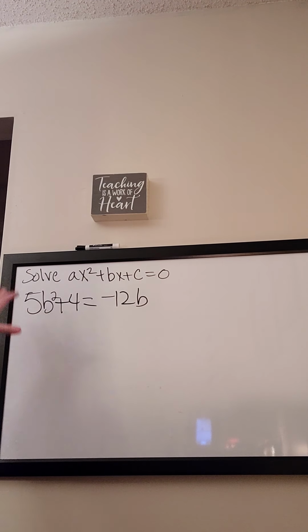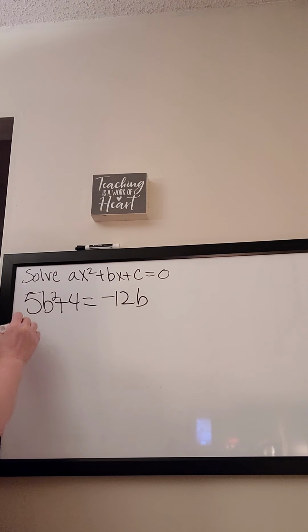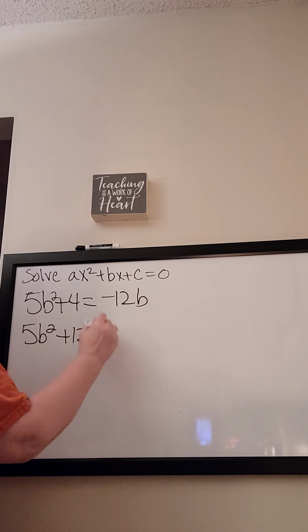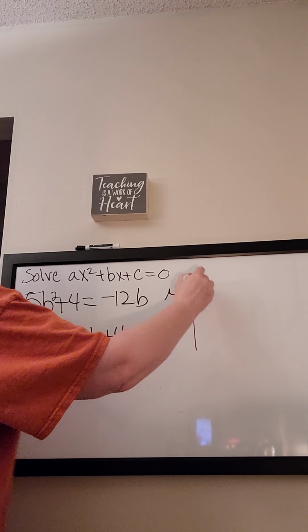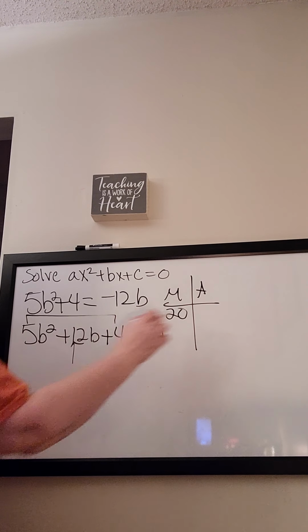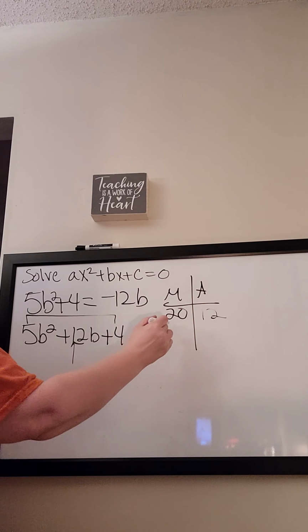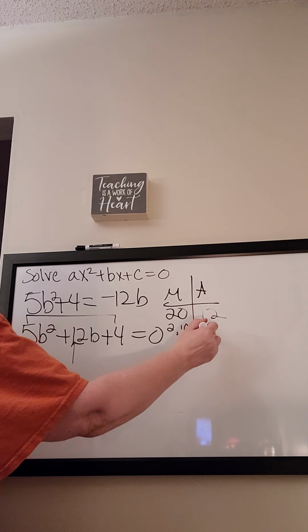Okay, now we're going to solve this one, and we're going to use the quick division method. First, we have to get it into standard form. So we need to get this over here by adding 12b to both sides. So 5b squared plus 12b plus 4 equals 0. Now we need to factor. So they need to multiply to equal 20, and they need to add to equal 12. So multiples of 20, 2 and 10, added together does equal 12.